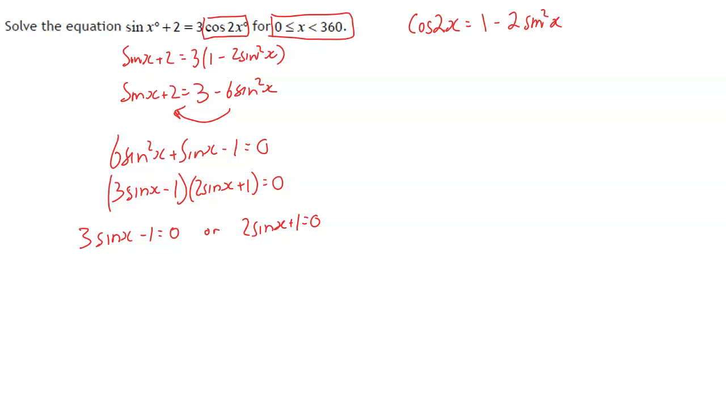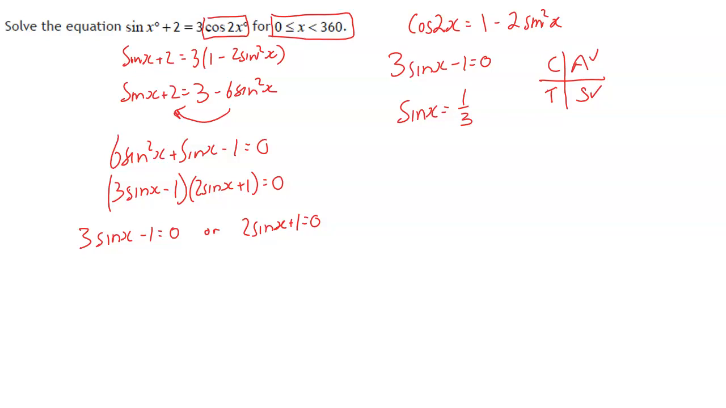So if we start with 3 sine x minus 1 equals 0, what I end up getting is that sine x is equal to 1/3. Now, we remember the technique for solving something like this. We involve our CAST diagram. And what I'm looking at is, in this case, the function sine x is positive, so I'm going to get two answers. One falling in the A section and one falling in the S section.